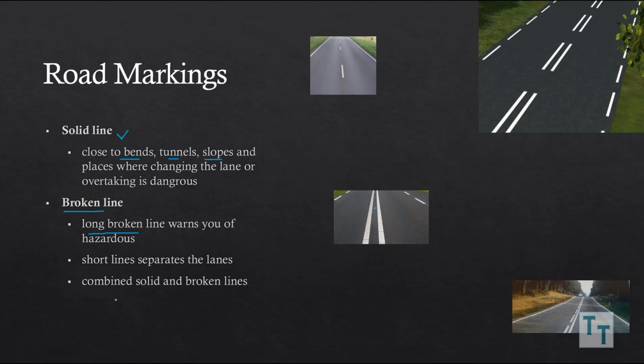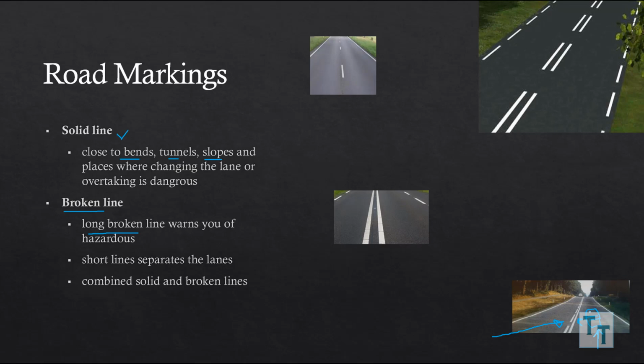And you also have combined solid and broken lines. As you can see in this picture, you have broken and solid lines. The drivers on this side of the road are not allowed to cross solid line in order to overtake. But the drivers from other side, they have broken line and they are allowed to cross the line in order to overtake.